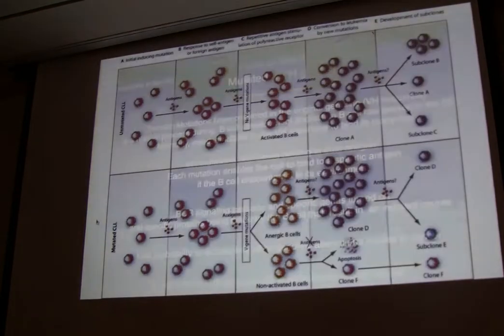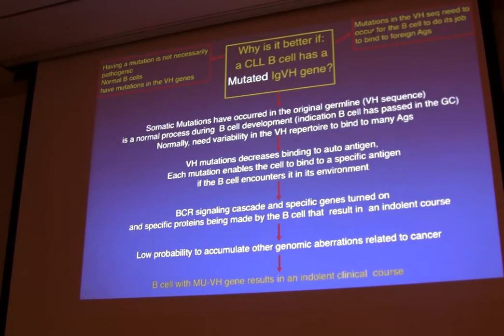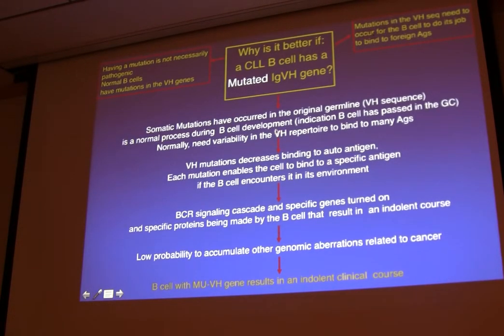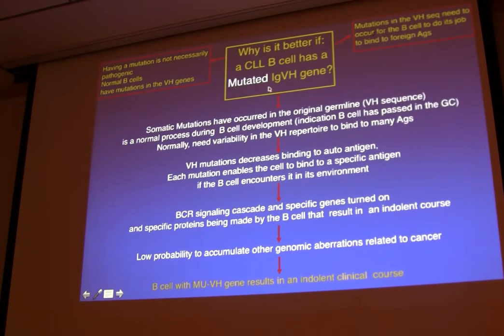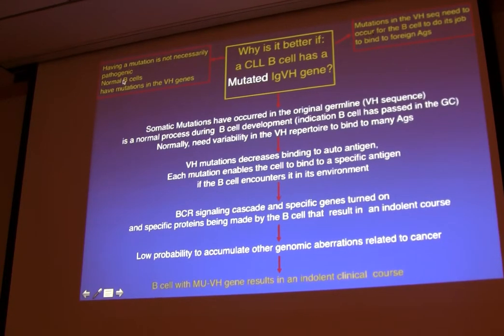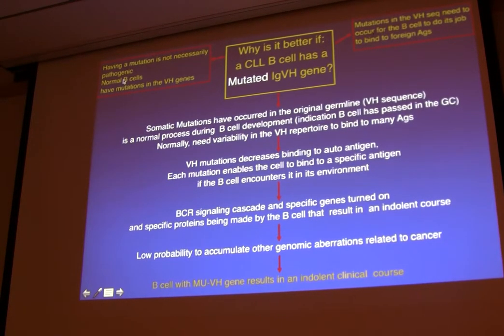And so I'll try to make a little summary here, and please tell me if it gets too complicated. Let's say I'm asking the same question again, mutated VH genes. Don't forget that having a mutation is not necessarily pathogenic. Normal B cells have mutations in their VH genes because you want your B cell to recognize all the little antigens and pathogens in the environment and elicit an immune response with the T cells and everything else.